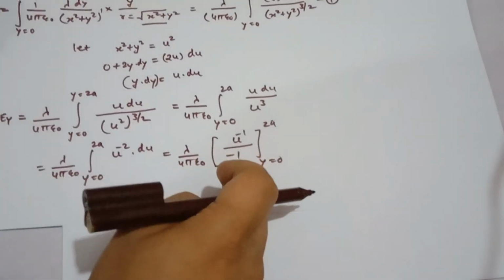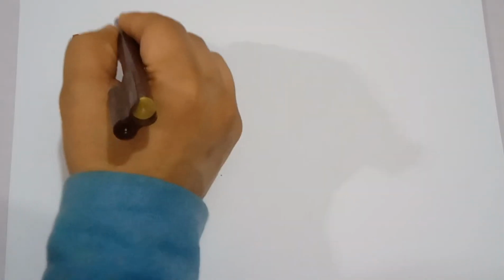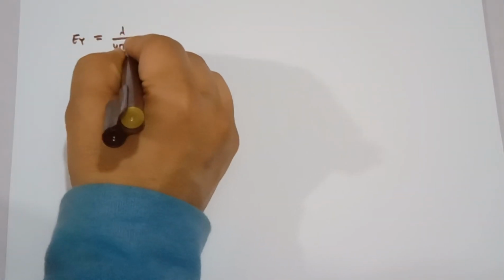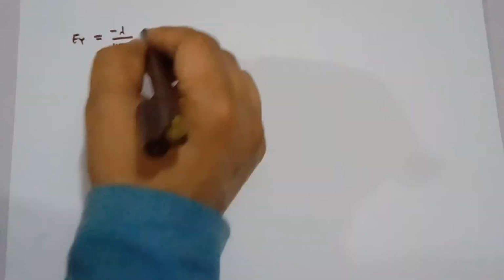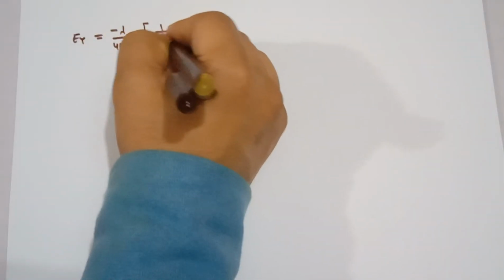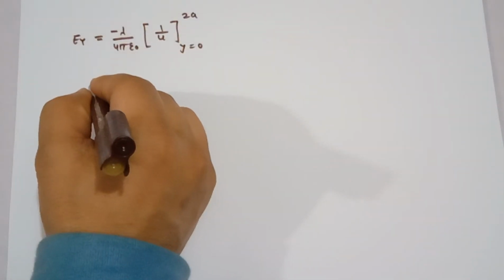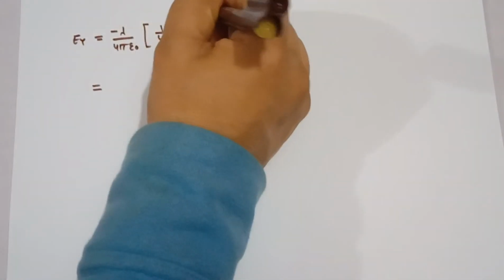Okay, so you can take the minus sign common now out of that bracket. So now this can be done by solving that in this fashion, that Ey is equal to lambda by 4 pi epsilon naught, minus sign I have taken common, and here this u's power minus 1 can be written as 1 by u, and for y from 0 to 2a.